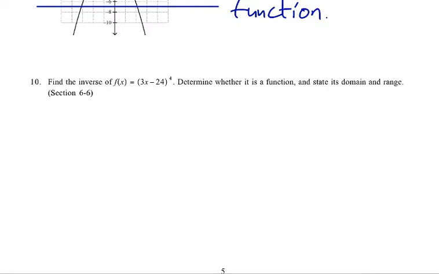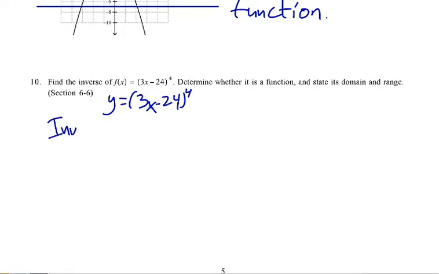Number 10 says find the inverse of f of x equals (3x minus 24) all to the fourth power. Determine whether it's a function and state its domain and range. So in order to start off, let's change it into y equals. And from there, what we need to do is switch the x and the y value for the inverse.